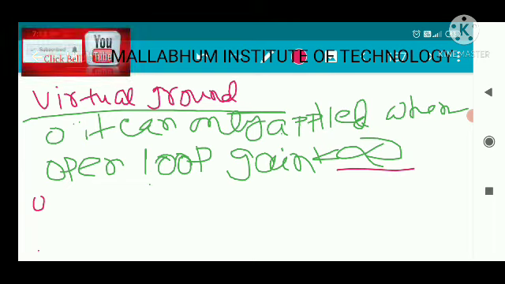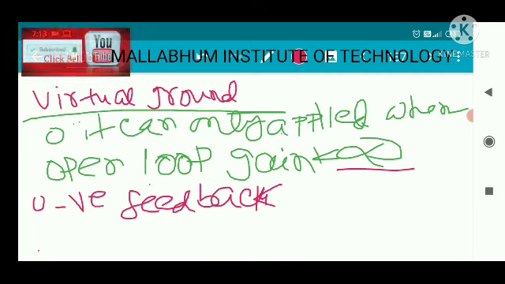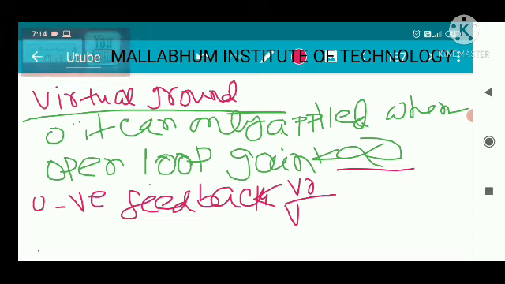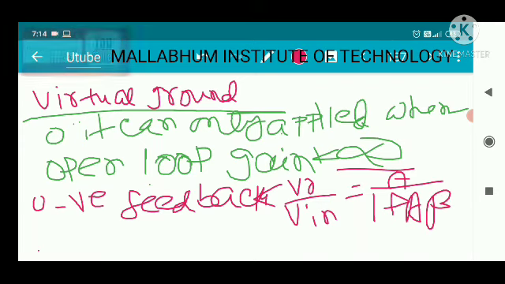I am just writing down the condition for the virtual ground. In the case of negative feedback, V0 by Vin is equal to A divided by 1 plus A beta, where beta is the feedback factor. So this is the second point.